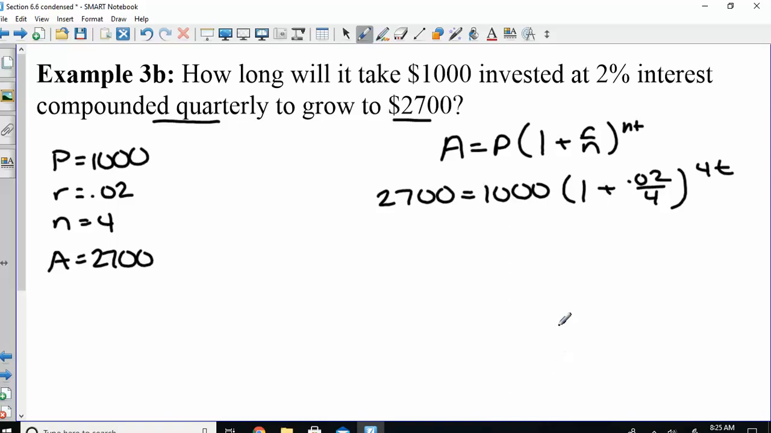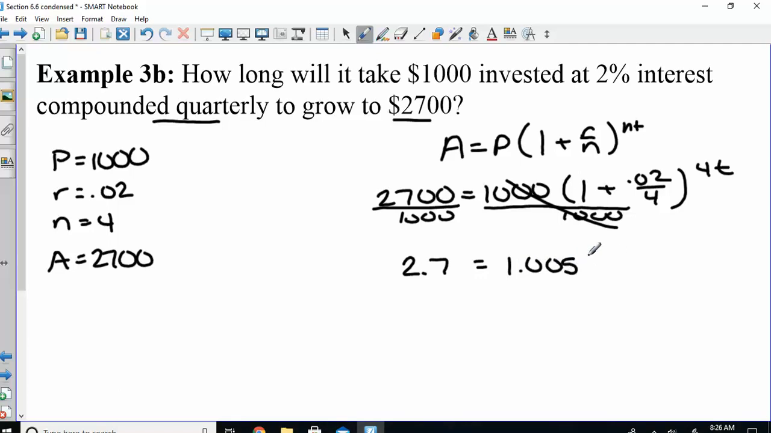And what are we going to do? We can't distribute the 1,000 in here because of the exponent, but we could divide it over. So 2,700 divided by 1,000 gives me 2.7. You could simplify inside the parentheses. 1 plus 0.02 divided by 4. That's not going to be too bad. That's 1.005 to the 4t power. Now this is like a problem I would have put on yesterday's homework.